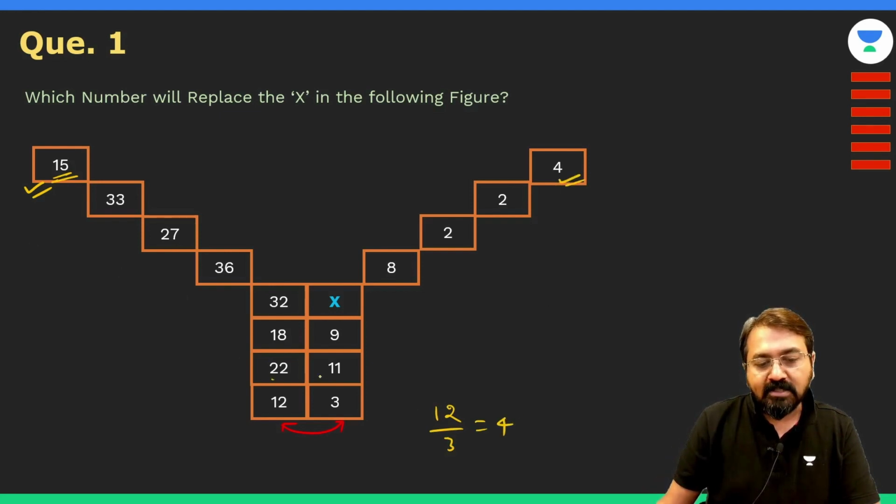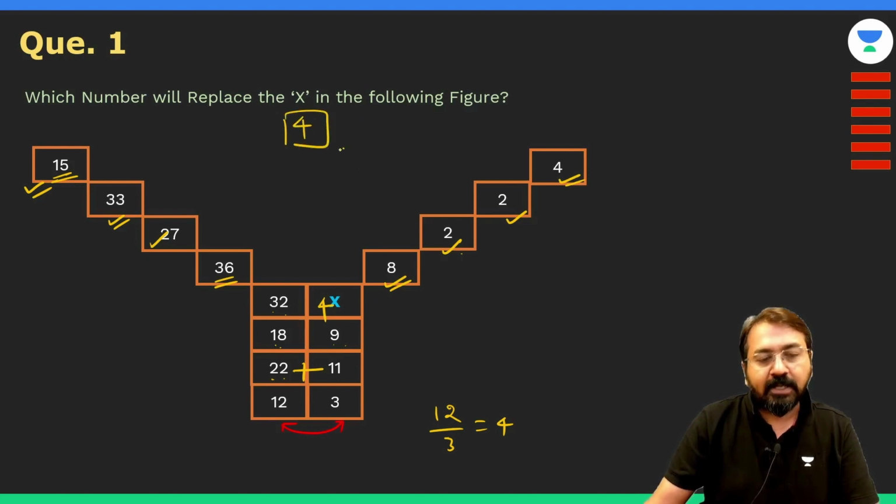Also 12 plus 11 is 33, so you find 33 over here. 12 divided by 11 is 2. 18 plus 9 is 27. 18 divided by 9 is 2. So similarly 32 plus 4 is 36 and 32 divided by 4 is 8. So the value of x should be 4 in this particular question.